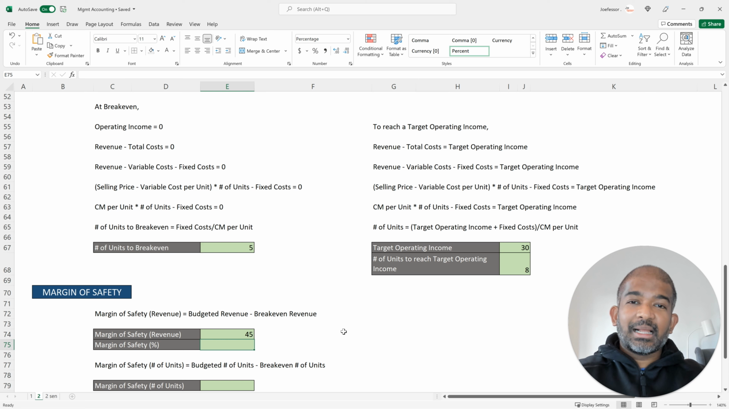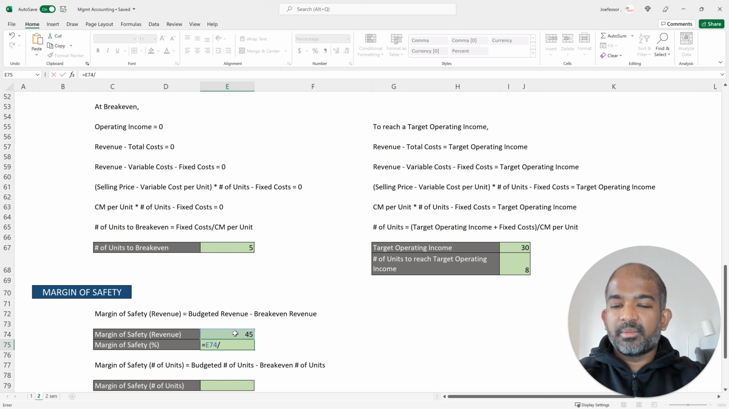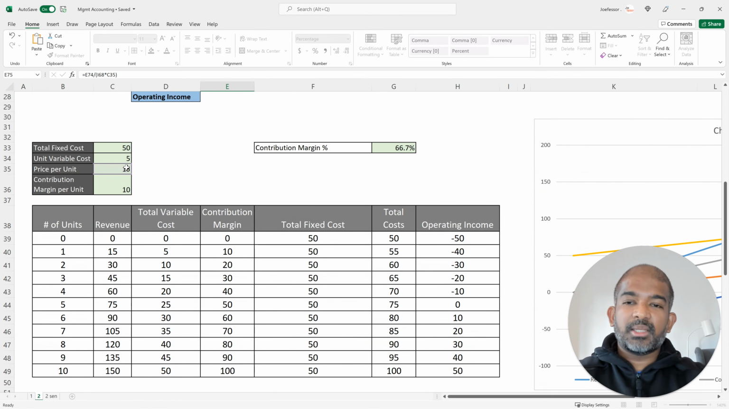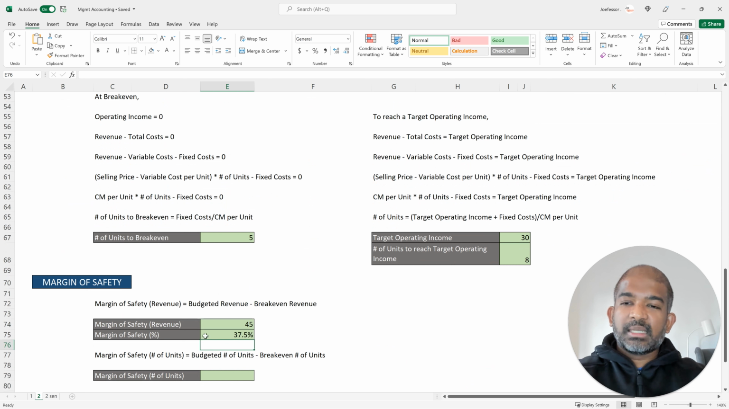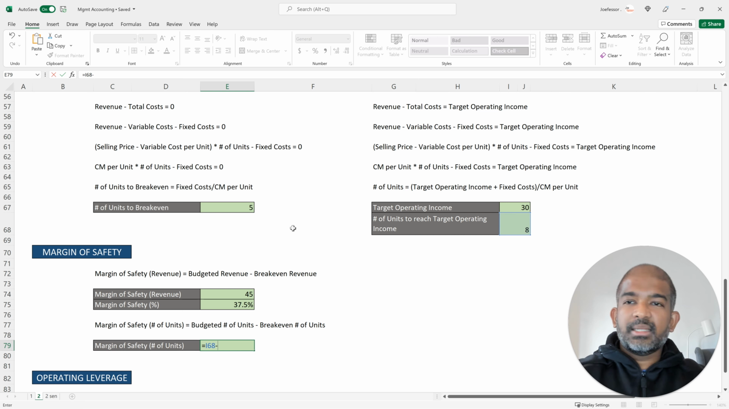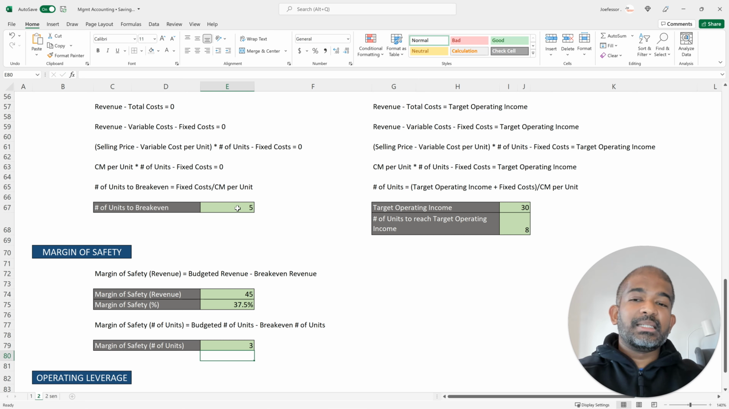Margin of safety can also be calculated as a percentage. You divide your margin of safety over your budgeted revenue, which in this case is 8 units multiplied by the price, which is 15. That's your budgeted revenue. So margin of safety in this case is 37.5%. You can also calculate the margin of safety in terms of the number of units, which is the difference between the budgeted number of units and the break-even number of units. So that's 8 minus 5. So you're basically selling 3 units more than the break-even point.